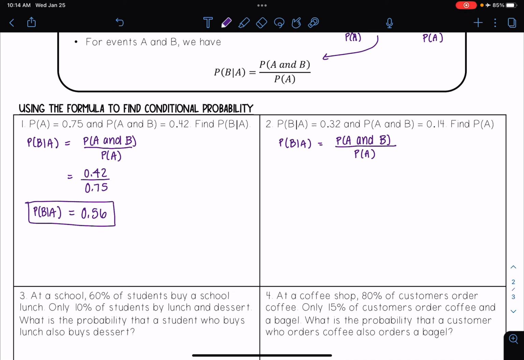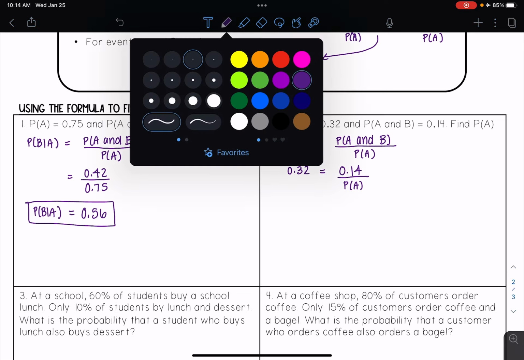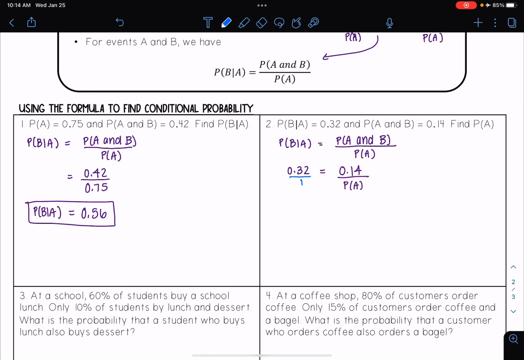So I have probability of B given A is 0.32, so I'm going to replace probability of B given A with 0.32. And I know probability of A and B is 0.14. And now I need to solve this equation for probability of A. One way you can do this is to cross multiply. So I'm going to put this 0.32 over 1, and do my cross multiplication. So I'm going to do 0.32 times probability of A is equal to 1 times 0.14, which is just 0.14.